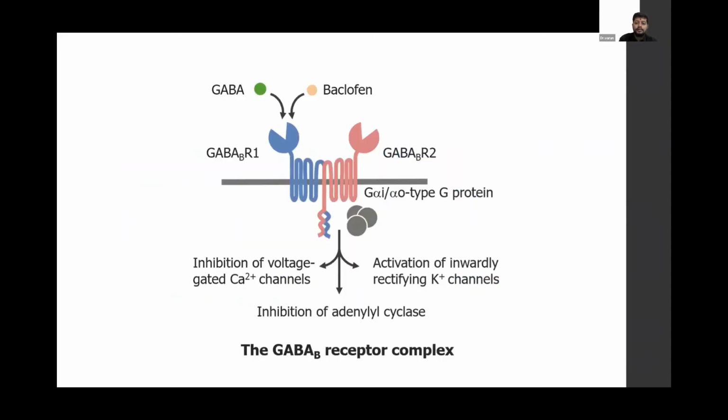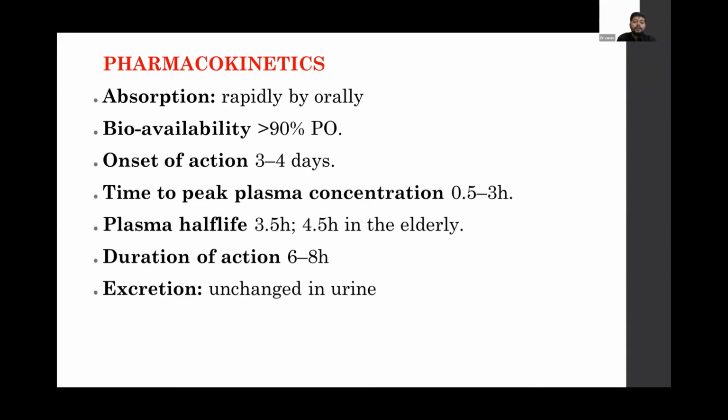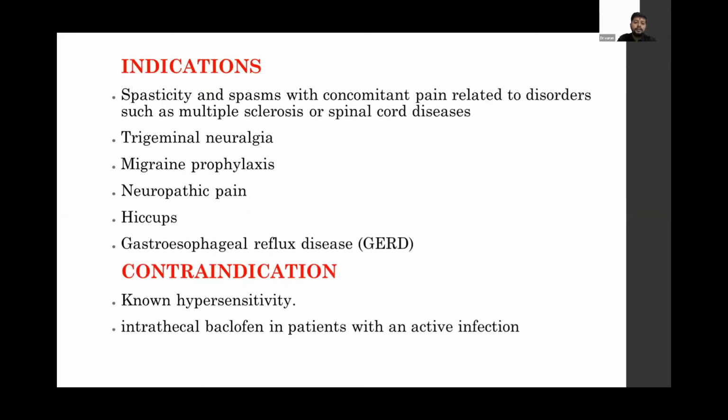The figure showing the mechanism of the baclofen, it is a GABA analog, so it acts on the GABA B receptor and inhibits the voltage-gated calcium channel, inhibits the adenyl cyclase, and activates the inwardly rectifying potassium channel. Absorption is rapid by oral route, availability greater than 90% for oral, and onset of action is 3 to 4 days, and peak plasma concentration is achieved within 0.5 to 3 hours. Duration of action is 6 to 8 hours, and it is excreted unchanged in the urine.